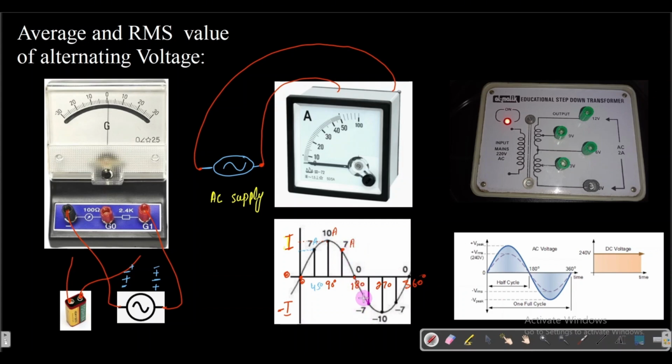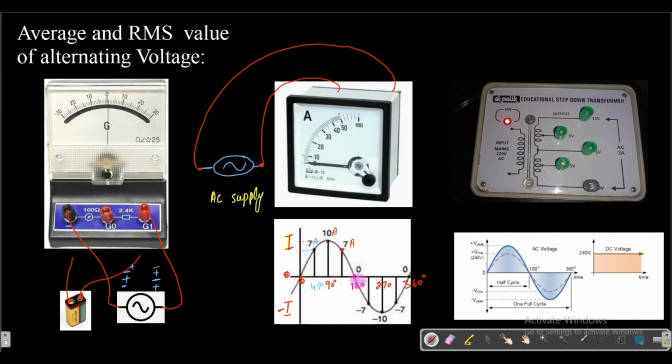And similarly, on the other half of this cycle, we have the current with the negative sign, and it is given by Fleming's right hand rule. I have discussed this in the alternating current video.